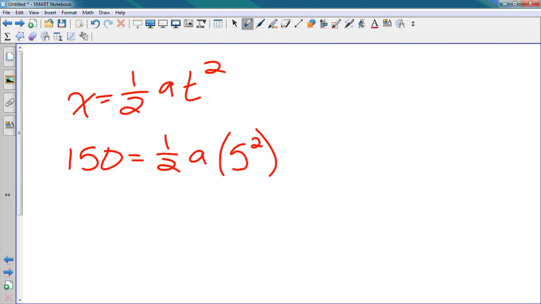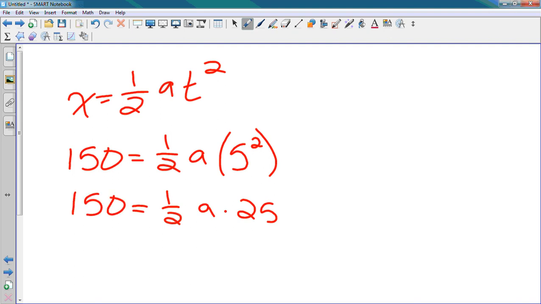Now I have to solve for x. Well, first thing first, order of operations, I have to do the exponent. 5 squared, 5 times 5, gives me 25. So I have 1/2 times a times 25 equals 150.